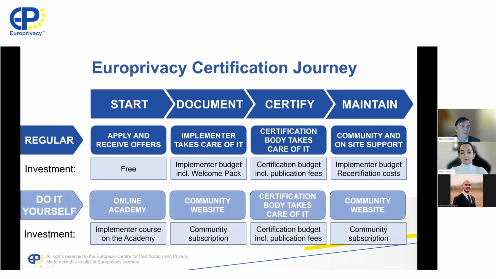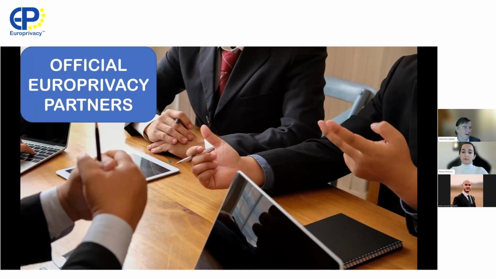Of course, you can also try to do it by yourself, but we really encourage you to leverage the ecosystem of partners. If you do it by yourself, then you really need to start by training your team on the academy to really understand how to use the scheme. Again, the scheme is not complicated, but it's important to have a strong and robust understanding of the scheme in order to be sure that you are not mishandling or being misled by the way you will implement it. Then the community website, certification body, again, you will need anyway to request the support of a certification body and the community website. But again, the usual approach is really to leverage the official ecosystem of Europrivacy official partners.